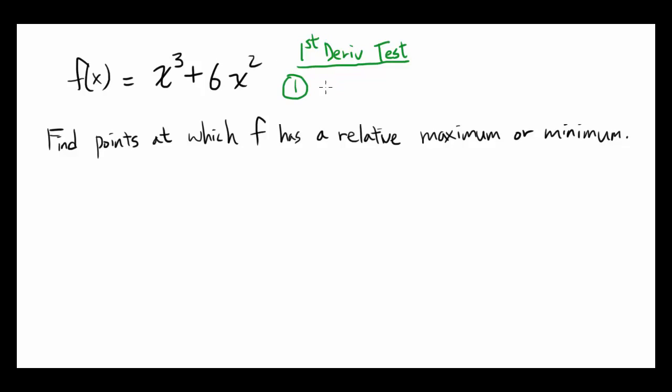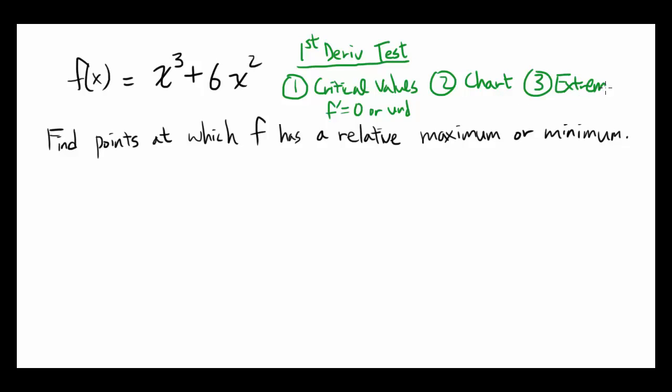How do we apply this? First of all, you find the critical values of f. These are the values at which f prime is 0 or undefined. Second, we're going to make a chart summarizing if f is increasing or decreasing to the left or to the right of each critical value. Third, using the chart, we're going to figure out where relative extrema are located. Let's actually try to apply this.